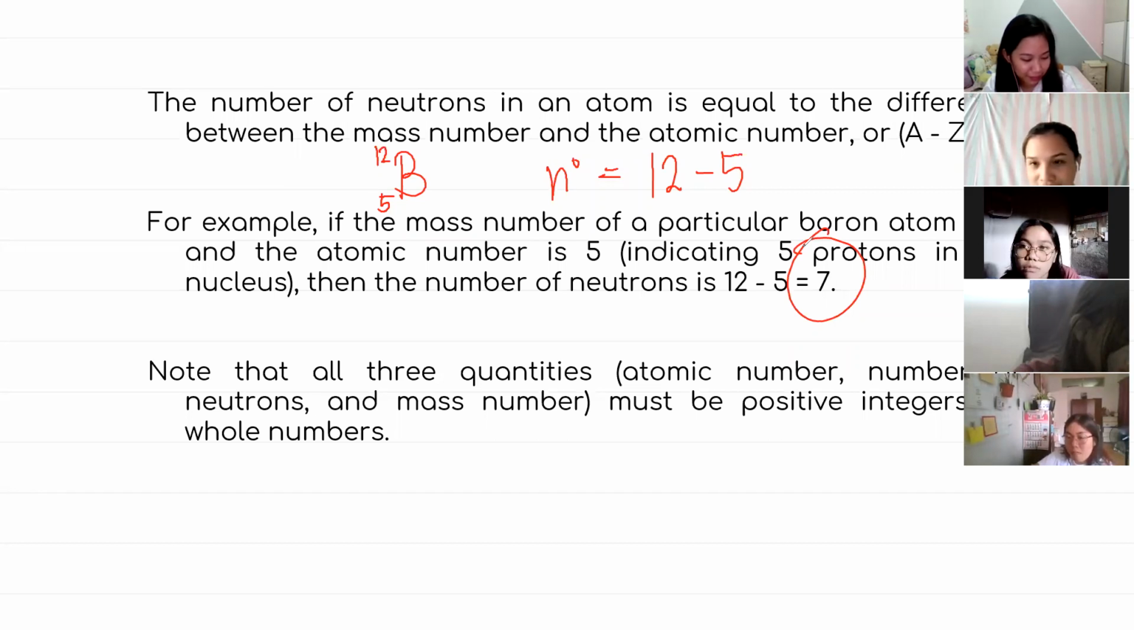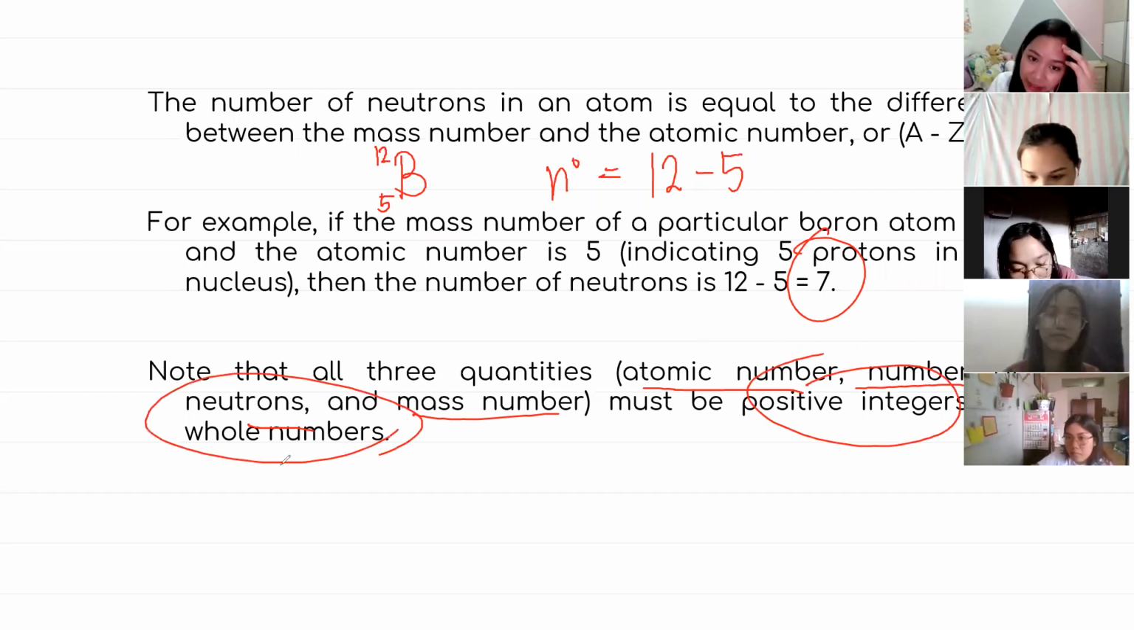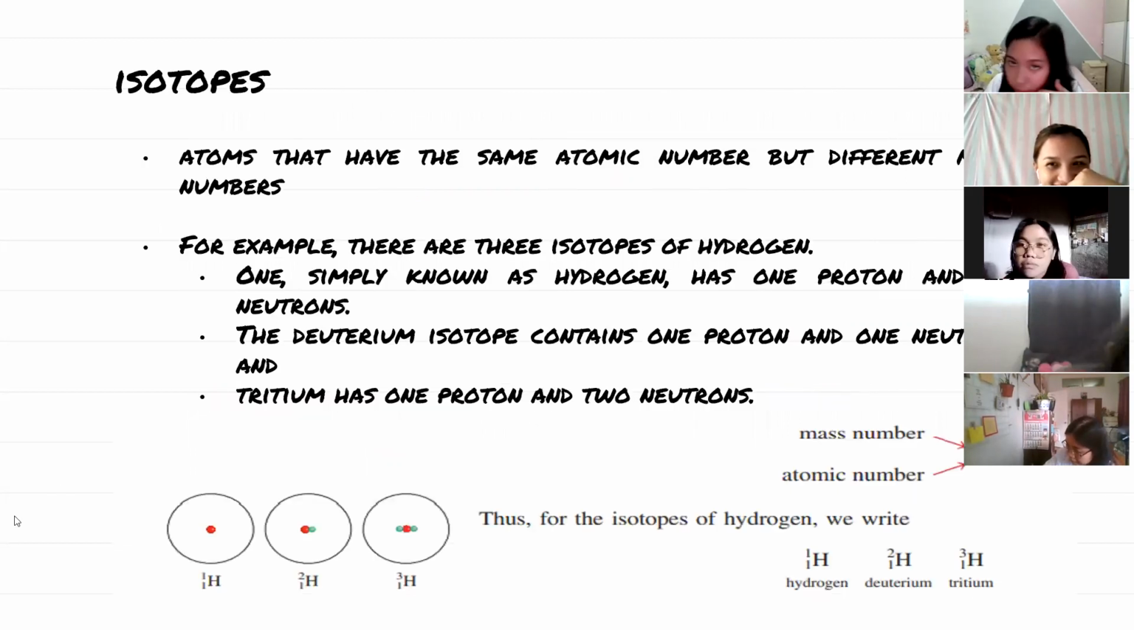Take note that all three quantities, the atomic number, the number of neutrons, and the mass number, must be positive integers. Most likely, we will use whole numbers. So class, for the atomic mass of the elements, please round them off to the nearest whole number, in your assignments, quizzes, or exams. I hope that is clear.